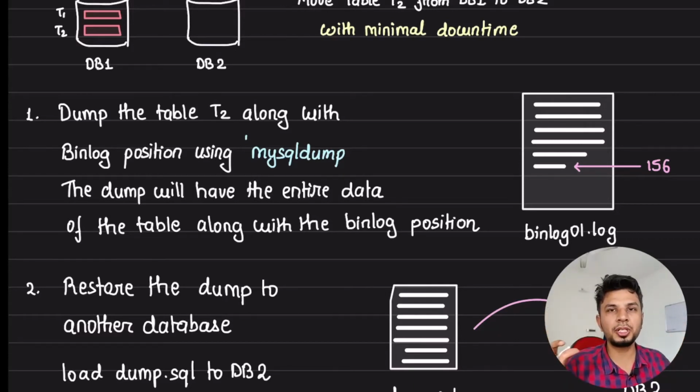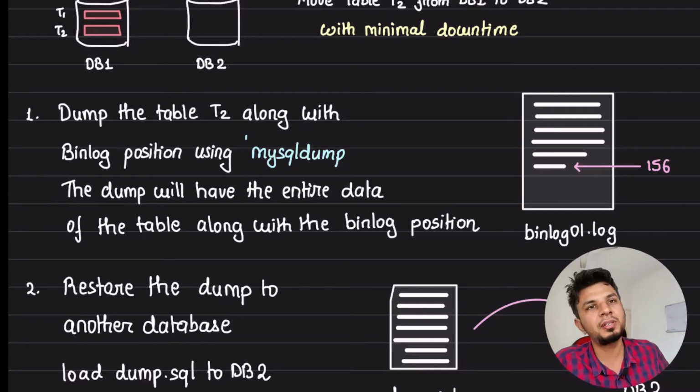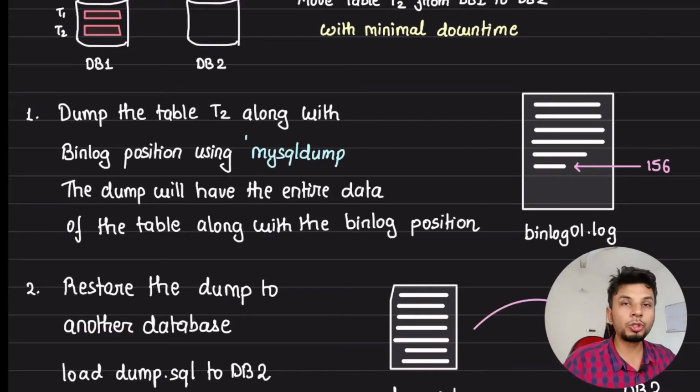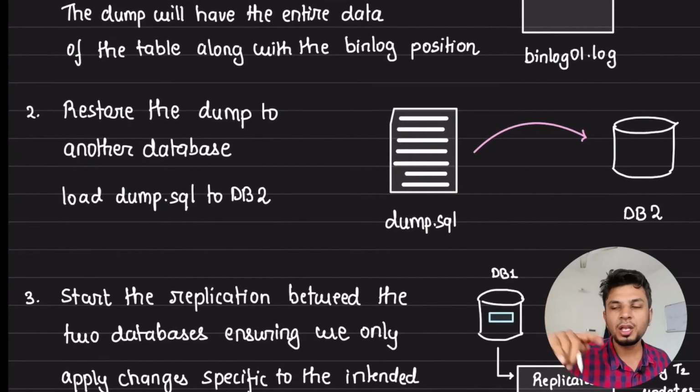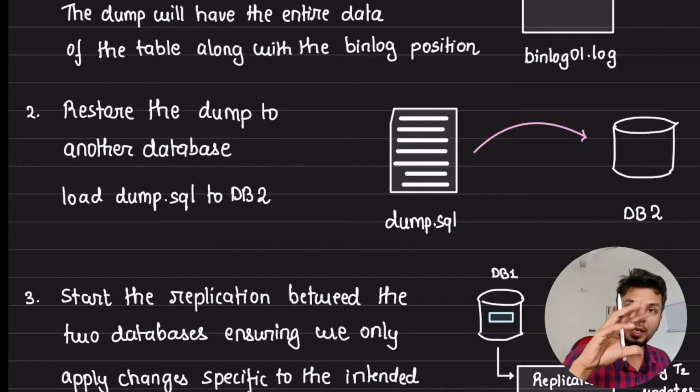So bin log position is extremely important to be logged, which is where mysqldump as a utility comes in very handy. You basically took the dump of your database into a SQL file, which also contains the bin log position. It contains both of this information. Now step number 2. You took your dump.sql file and loaded it into your DB2. So your DB2 was the one where you had to move your table.